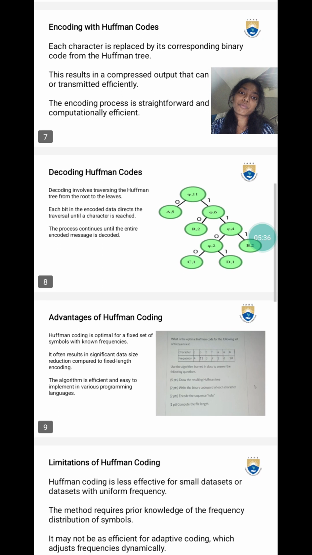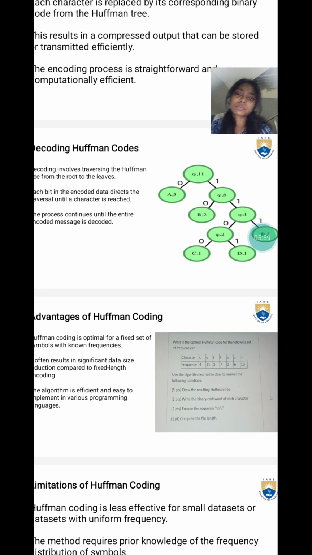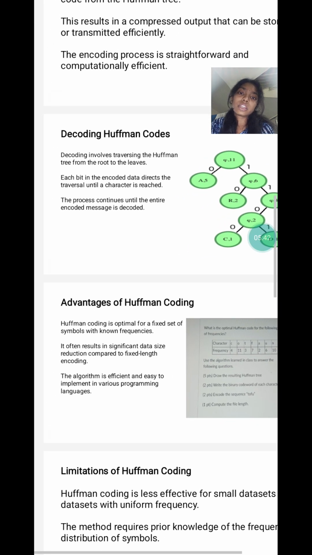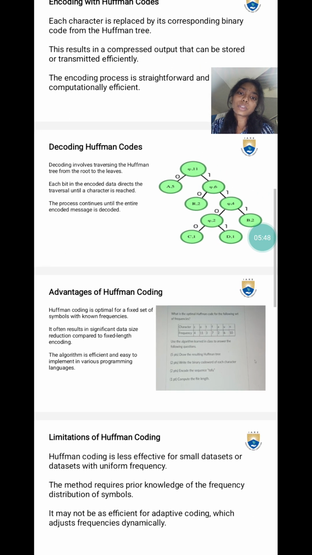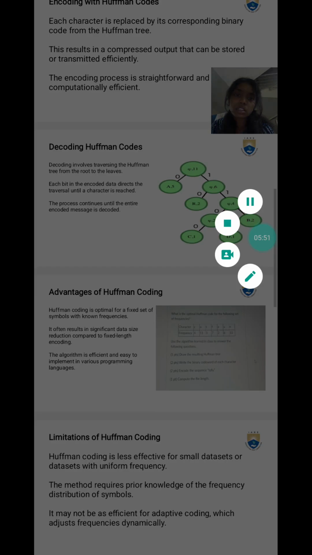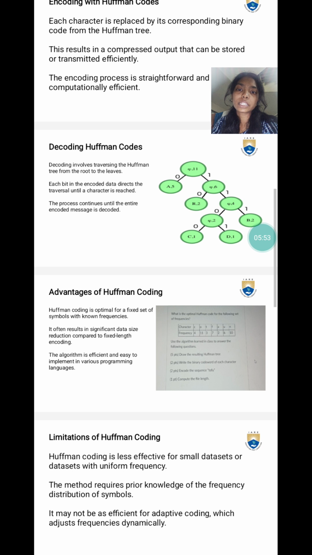Now, how to decode Huffman codes. Decoding involves traversing the Huffman tree from the root to the leaves. Each bit in the encoded data directs the traversal until a character is reached. The process continues until the entire encoded message is decoded. From the top is the root, and the leaves are at the bottom.